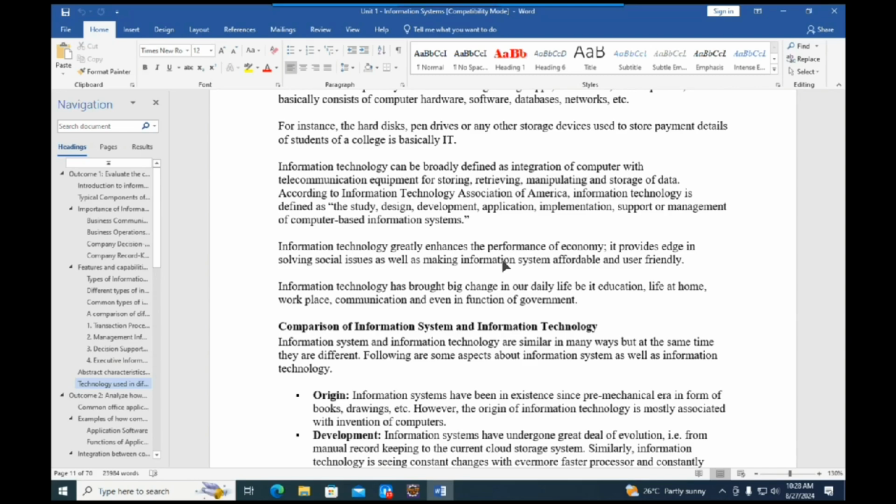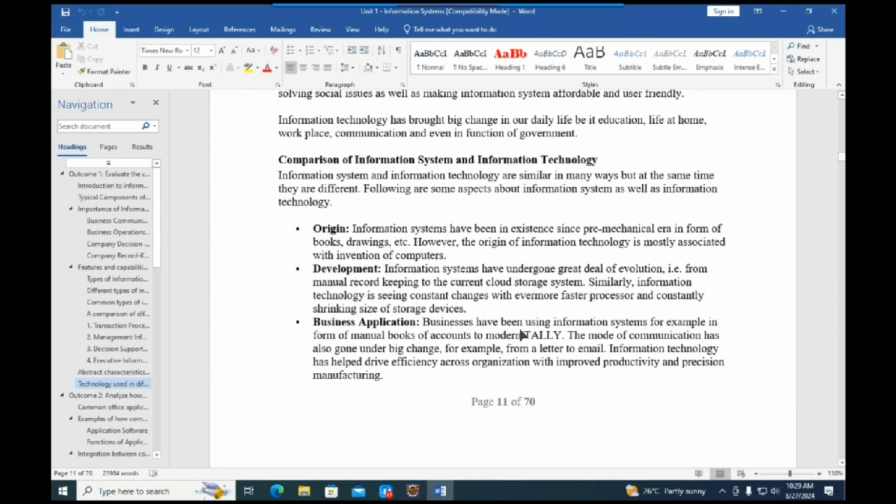systems. So the impact of information systems is seen because it is actually enhancing the performance of systems. It boosts the performance of the economy. It gives us a way of solving some social issues, and also information technology enables the making of information systems affordable, and also enables us to have information systems that are user friendly.